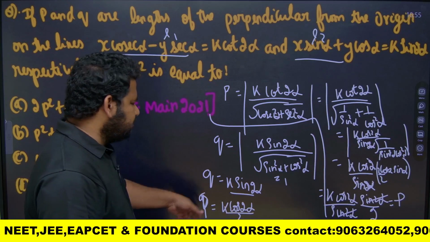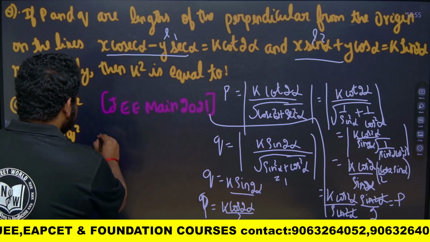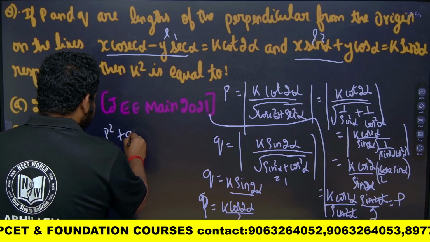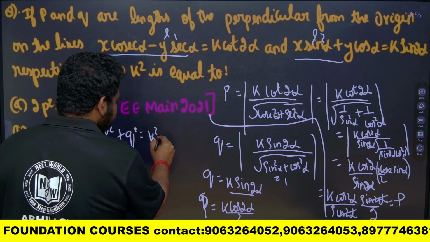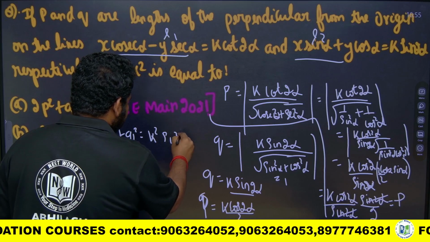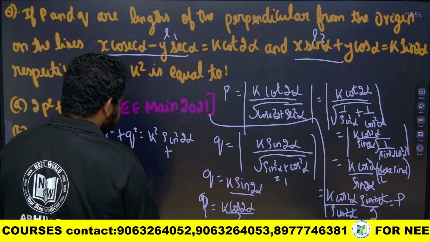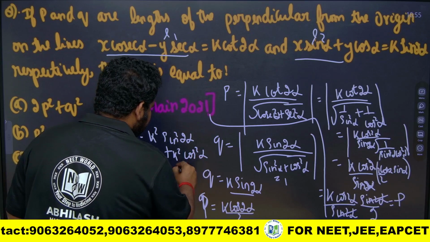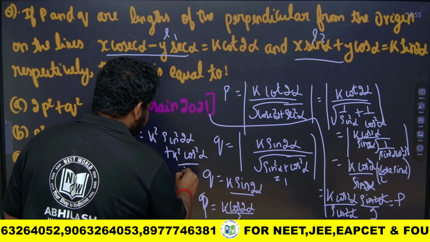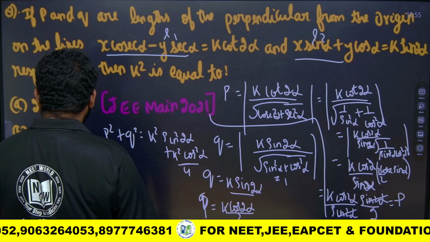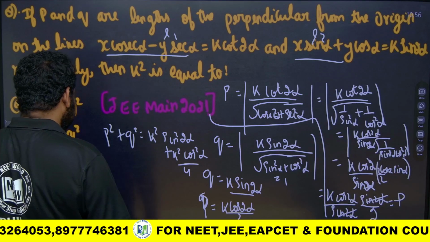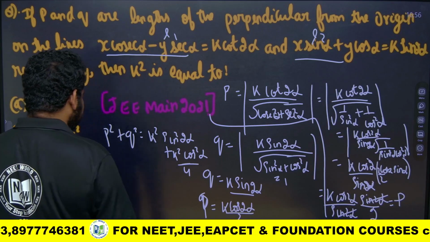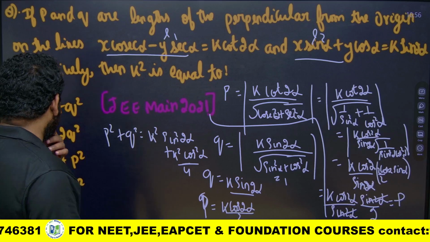Let me square both sides and add. So this will become what? P square plus Q square is equal to K square sin square 2 alpha plus K square cos square 2 alpha by 4. So this will become 4. So what should I do here? I should multiply and divide by 4 here. If I multiply and divide by 4 here, what will I get?